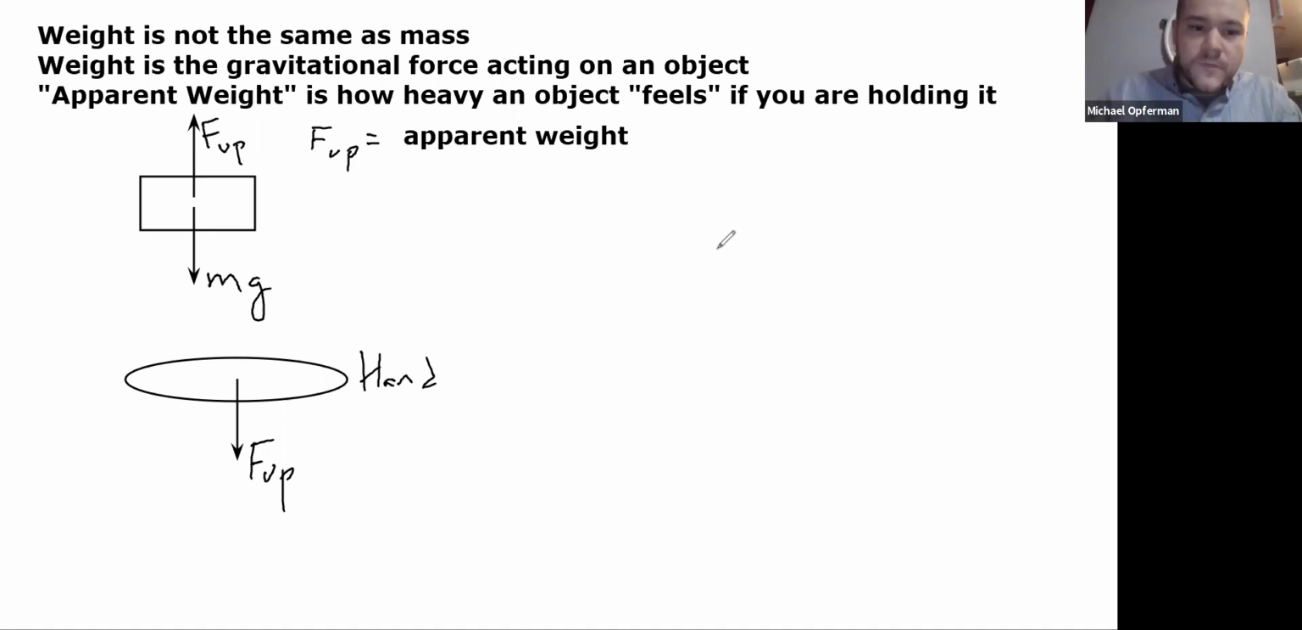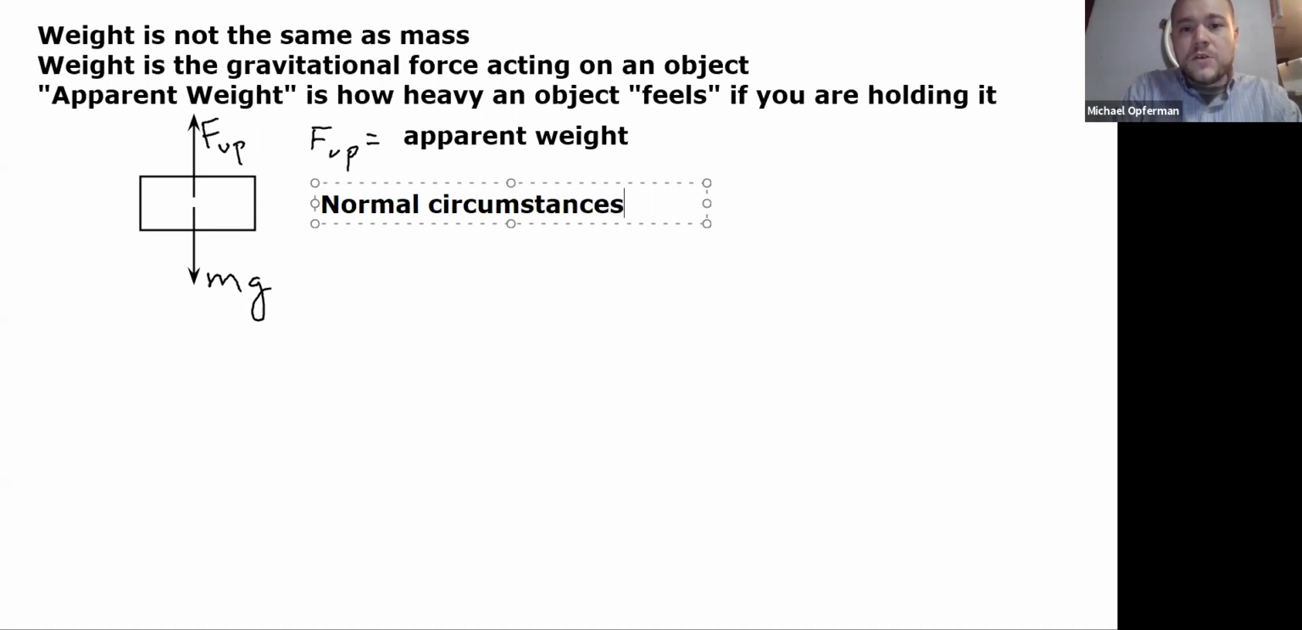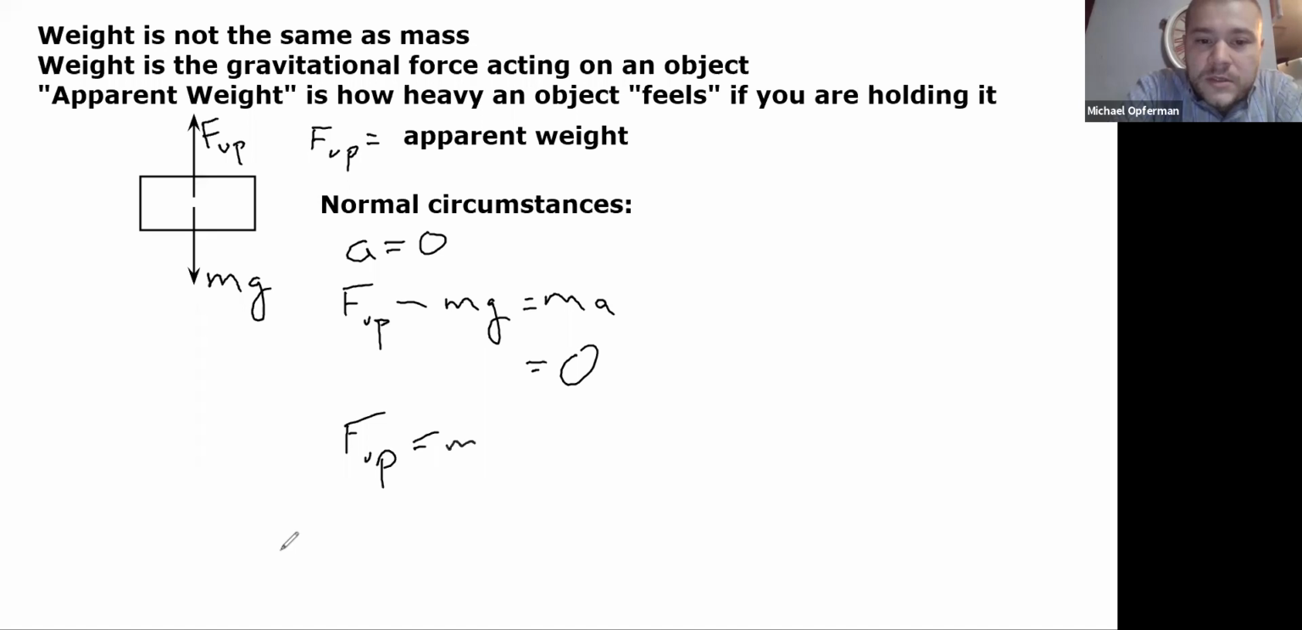Okay. Now, what is the actual value of F up is the next question. Under normal circumstances, the acceleration of the box equals 0. So I write F up minus mg equals ma, which is 0, which means that F up equals mg.